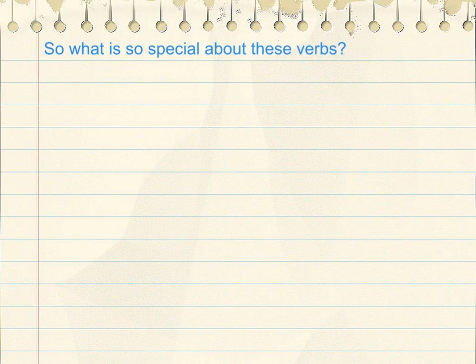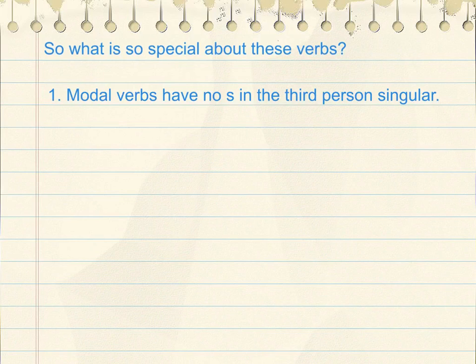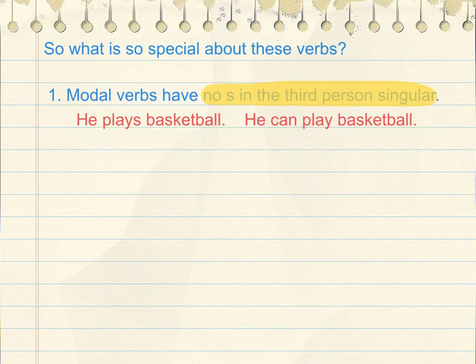So what's so special about these modal verbs? Well, there are three main points. Point number one. Modal verbs have no S in the third person singular. And I will give you an example of this. On the one side we have, he plays basketball.